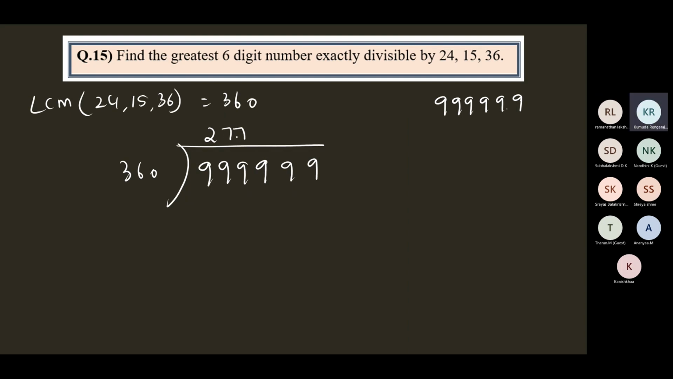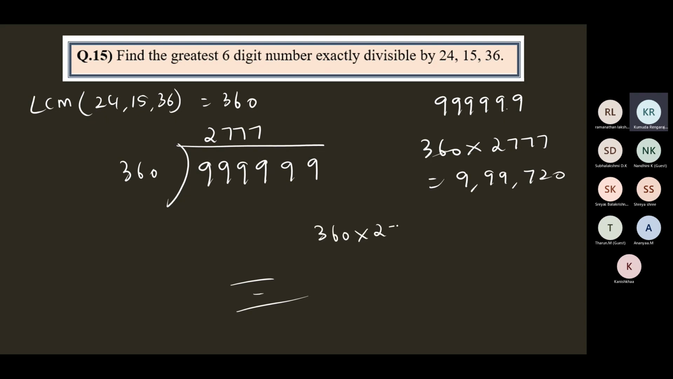So 277 you said. Okay, so now multiply 360 with, forget the remainder. We don't want that remainder and all that. We just want this quotient, 2777. What's the product? I'm using the calculator. 360 into 2777 is 9,99,720. You can try 360 into 2778, the next number.